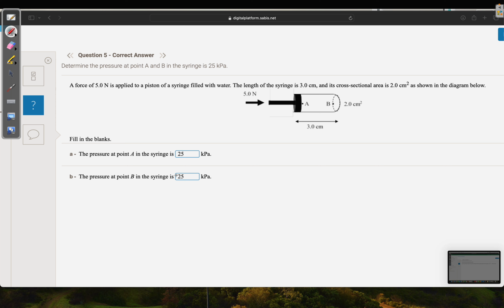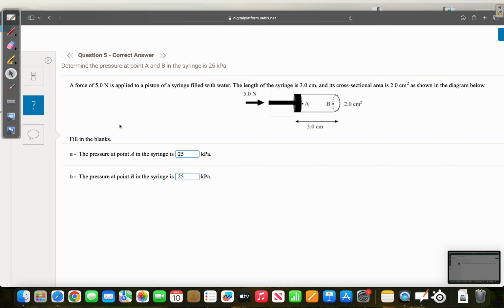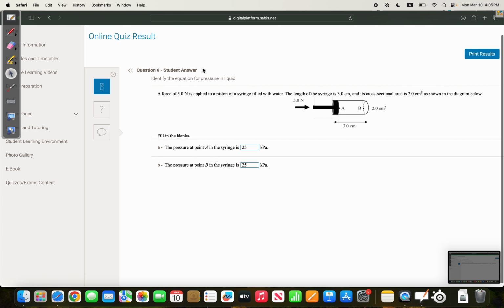Now to find the pressure at A, we know that if there are 2 points at the same horizontal line from each other, they have the same pressure. So the pressure at point B, which is 25 kilopascals, will be the same as point A. So the pressure at point A is also 25 kilopascals.